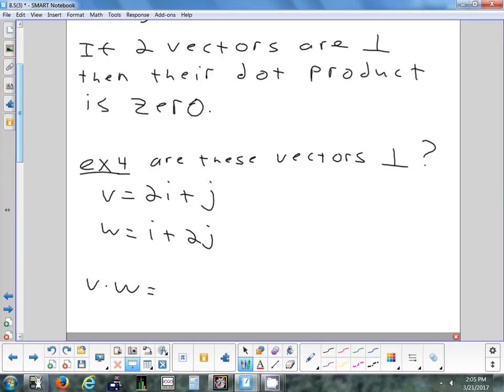Let's find our dot product. This time there's no number in front of i or j. So what number is always there if they don't put it? 1. So what's the dot product here? It's 2 times 1 plus 1 times 2. That's 2 plus 2, or 4. So that's not the answer, but it does help us answer the question. Are these vectors orthogonal? No.